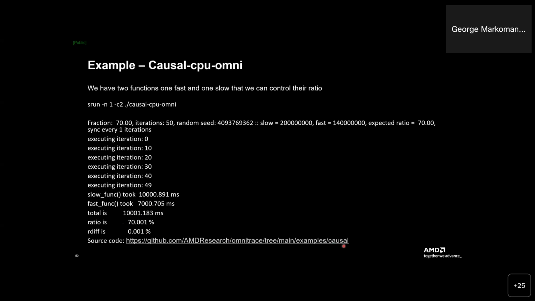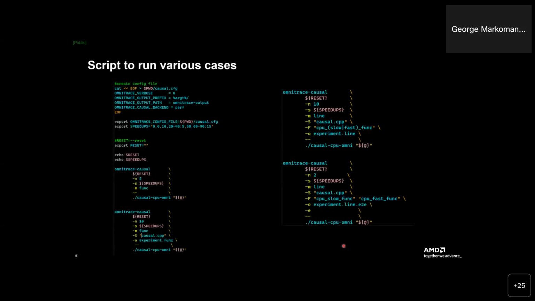I will not show you the source code because it's basically C++ code, and they define some progress points, and I will tell you later how you define the progress points also. And this is a script to run various cases that I would like to explain a bit. This script creates a configuration file for itself. I have to define the output prefix, output path, and the causal backend used. This shows that the causal backend is activated, and I define where my Omnitrace config file is.